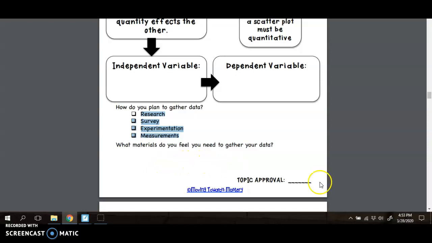You do need to get your topic approved, okay? I know usually I would just initial this, but I am looking that you get your topic approved to me no later than by April 7th. Okay, again, that's April 7th. I want to make sure that your topic is on track, that it's quantitative, and that it's something you can easily measure based on if you're choosing research, survey, experiment, measurement, okay? So again, please make sure to give that to me by the 7th.